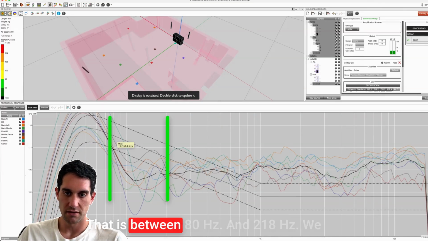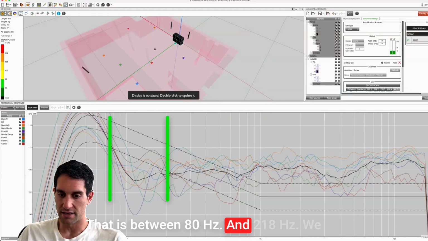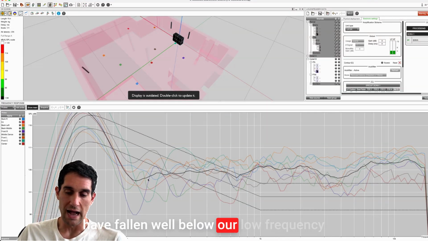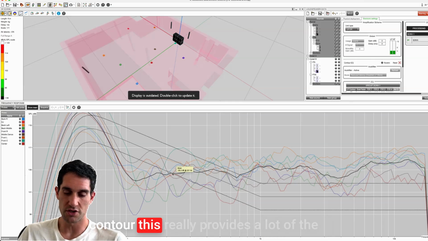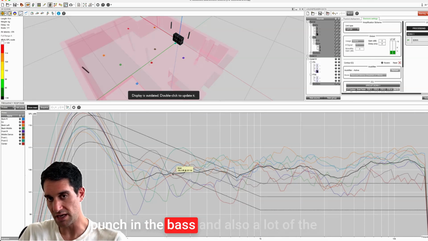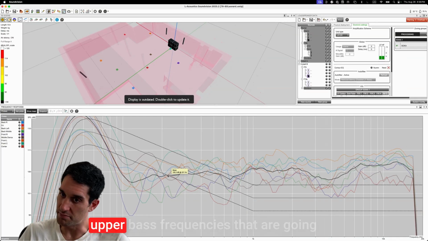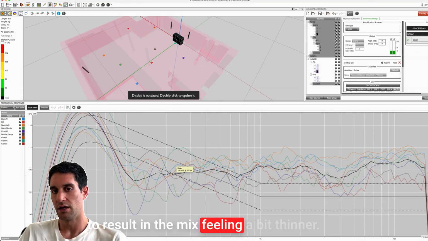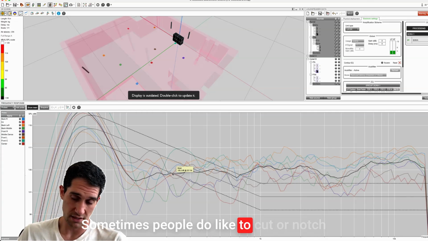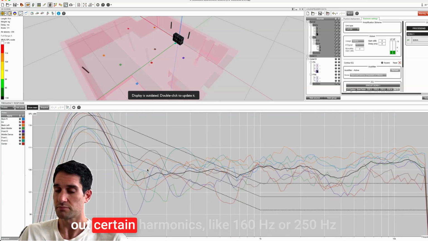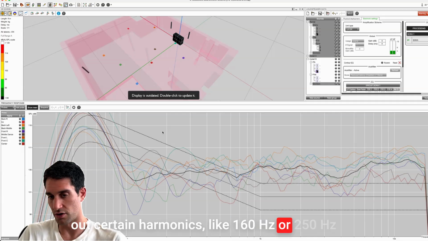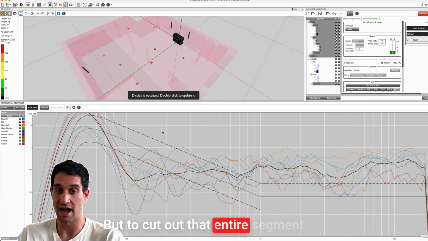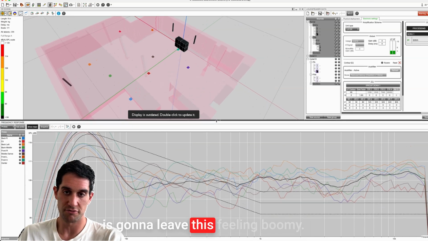That is between 80 hertz and 218 hertz. We have fallen well below our low frequency contour. This really provides a lot of punch in the bass and also a lot of the upper bass frequencies that are going to result in the mix feeling a bit thinner. Sometimes people do like to cut or notch out certain harmonics like 160 hertz or 250 hertz because they can create some muddiness. But to cut out that entire segment is going to leave this feeling boomy.